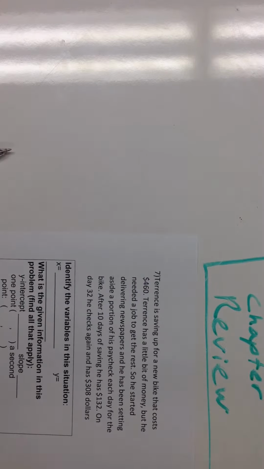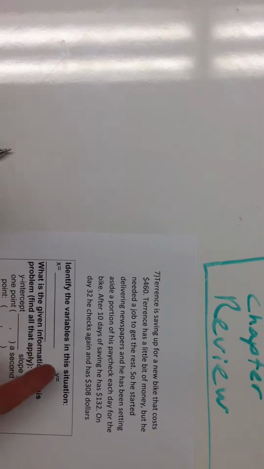All right, guys, so we start kicking into the word problems here. Number 7. Terrence wants to buy a new bike that costs $460. He has a little bit of money, needs a job to get the rest, so he starts delivering newspapers. He starts setting aside a portion of his paycheck each day for that bike. After 10 days he has $132. On day 32, he checks again, he has $308.